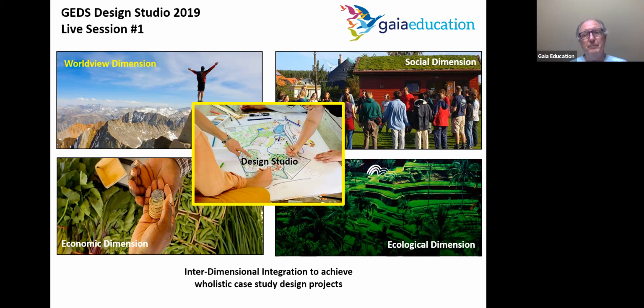There are 4 or 3. 3 we think is the minimum number of people working on a team, and 4 is ideal because you can then divide that up into the 4 dimensions or any other way that you want to organize your work. So that's where we are right now.